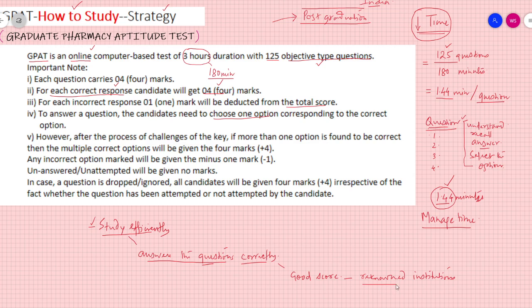Now, if we get into renowned institutions, what's the good thing about that? It means your options of being placed increase exponentially. And if you graduate out of a renowned institution, your market value increases. So that is the end point of your preparation for the graduate pharmacy aptitude test.